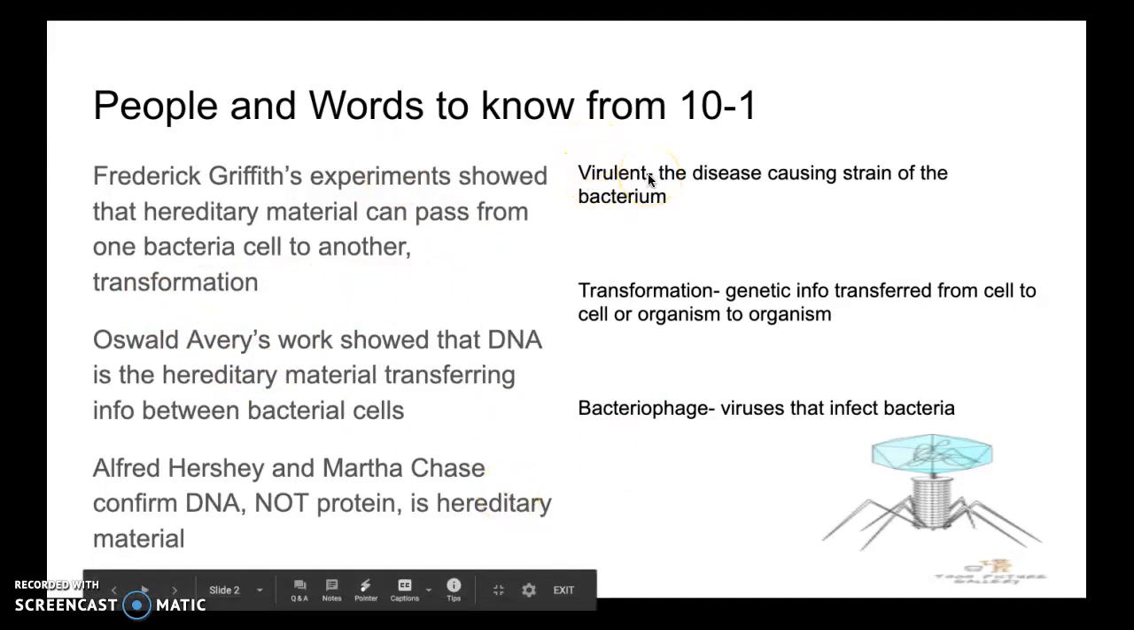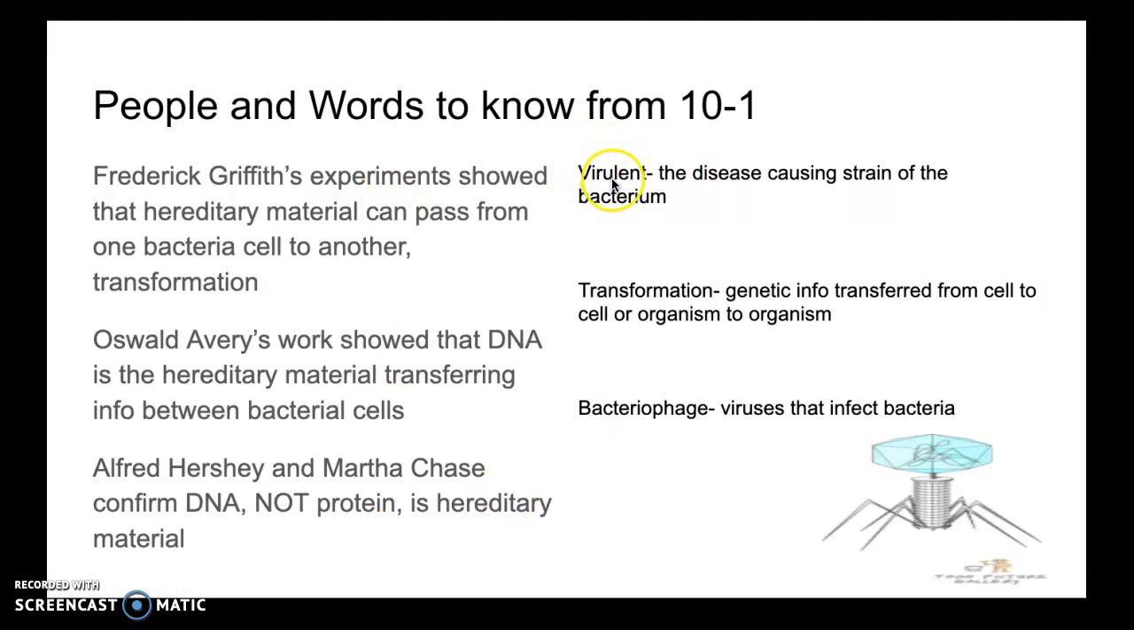Virulent is definitely a term you might want to get familiar with. Think about the first four letters there, viru, close to virus, which is why we're in this situation. This is a disease-causing strain of bacteria. Transformation is not what you think, right? It's not like Transformation Tuesday. This is how genetic information is actually transferred from cell to cell or organism to organism. And imagine being a bacteria and then being infected by a virus. That is what you would call a bacteriophage.